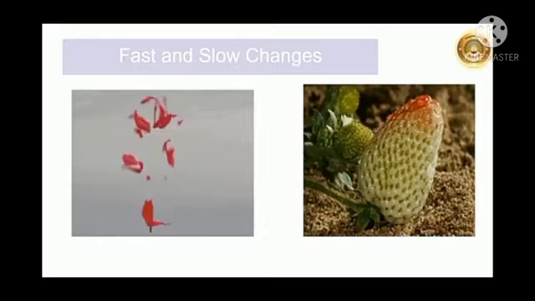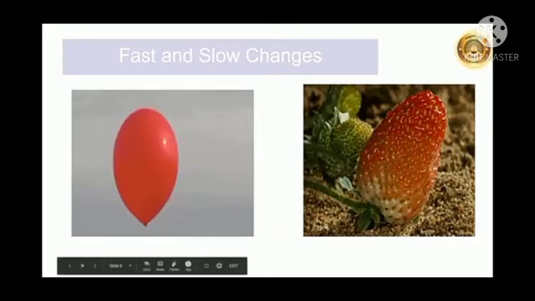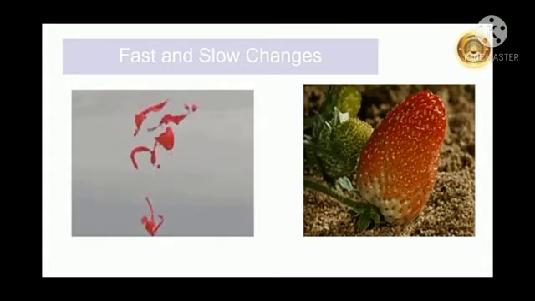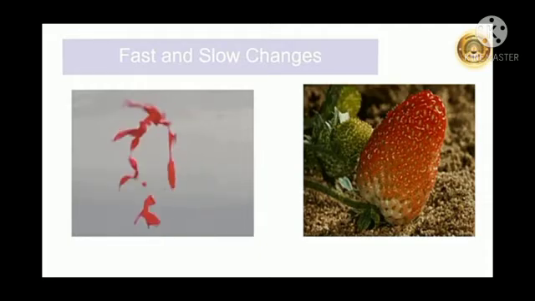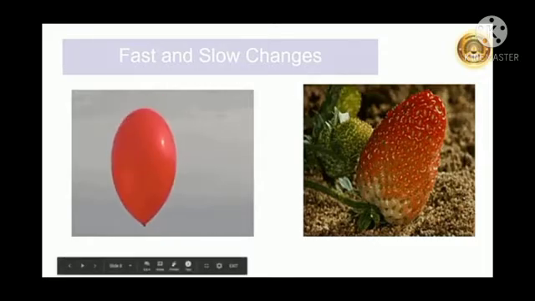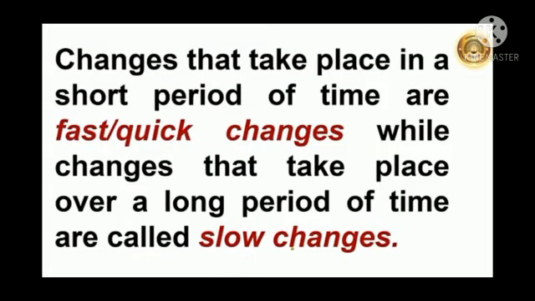Now let's consider two changes, the bursting of a balloon and the ripening of a fruit. From the point of view of their duration, that is, the time taken to happen, we can classify them as quick or fast change and slow change. The bursting of the balloon is a quick or fast change. It happens quickly. Whereas the ripening of a fruit takes a long time. So changes that take place in a short period of time are fast or quick changes, while changes that take place over a long period of time are called slow changes.